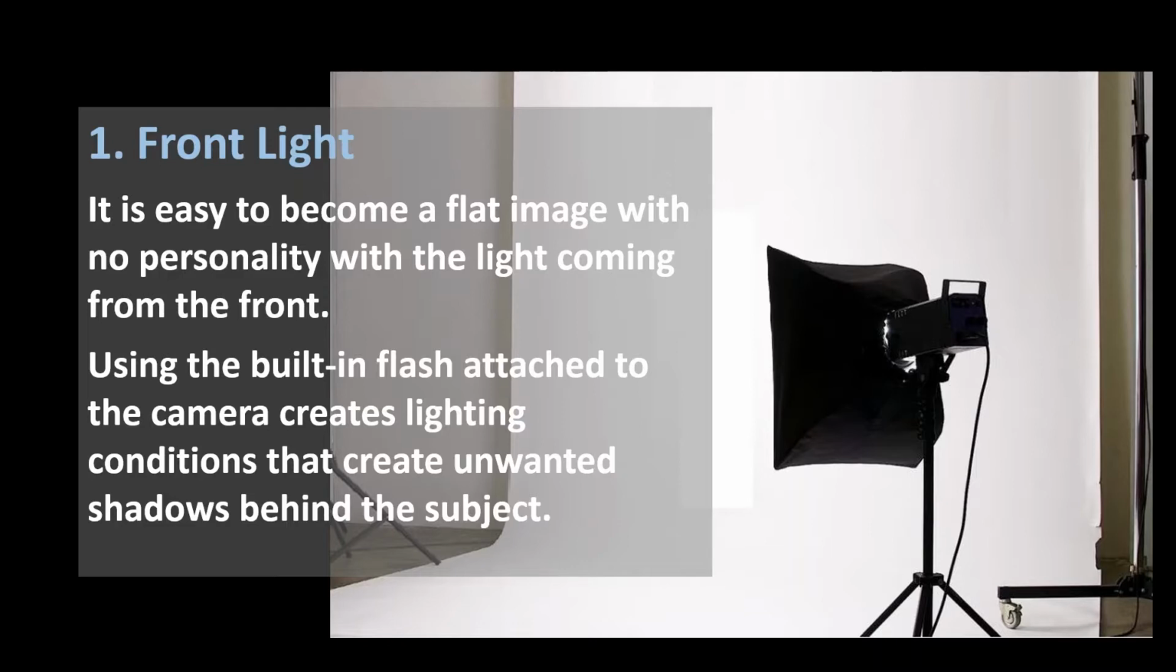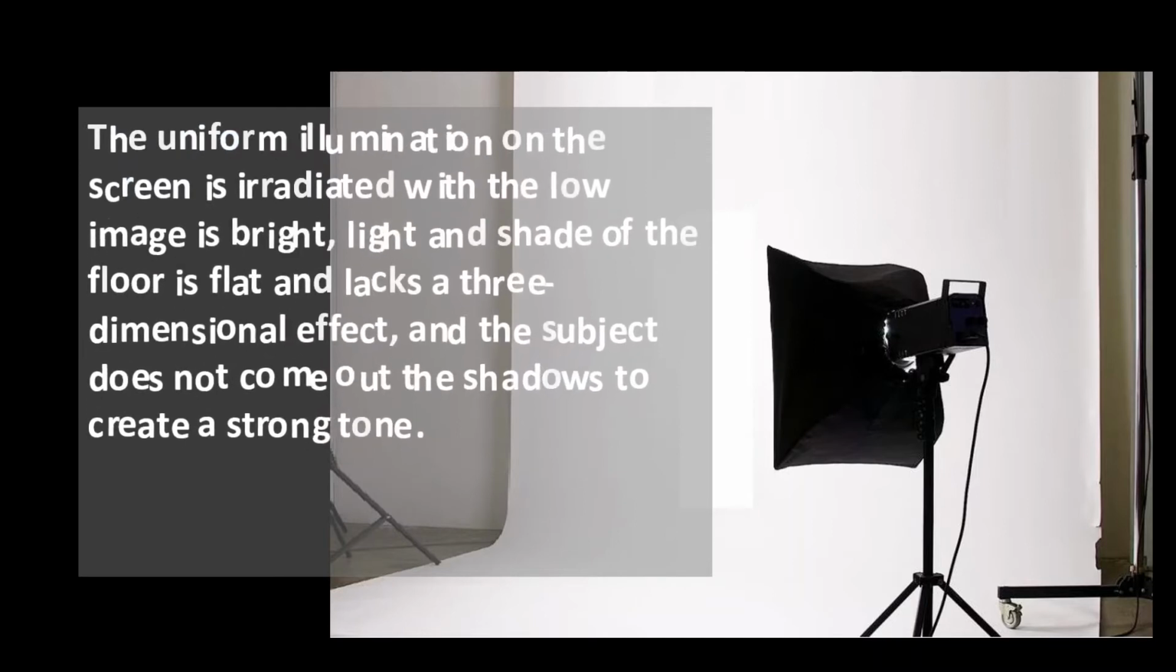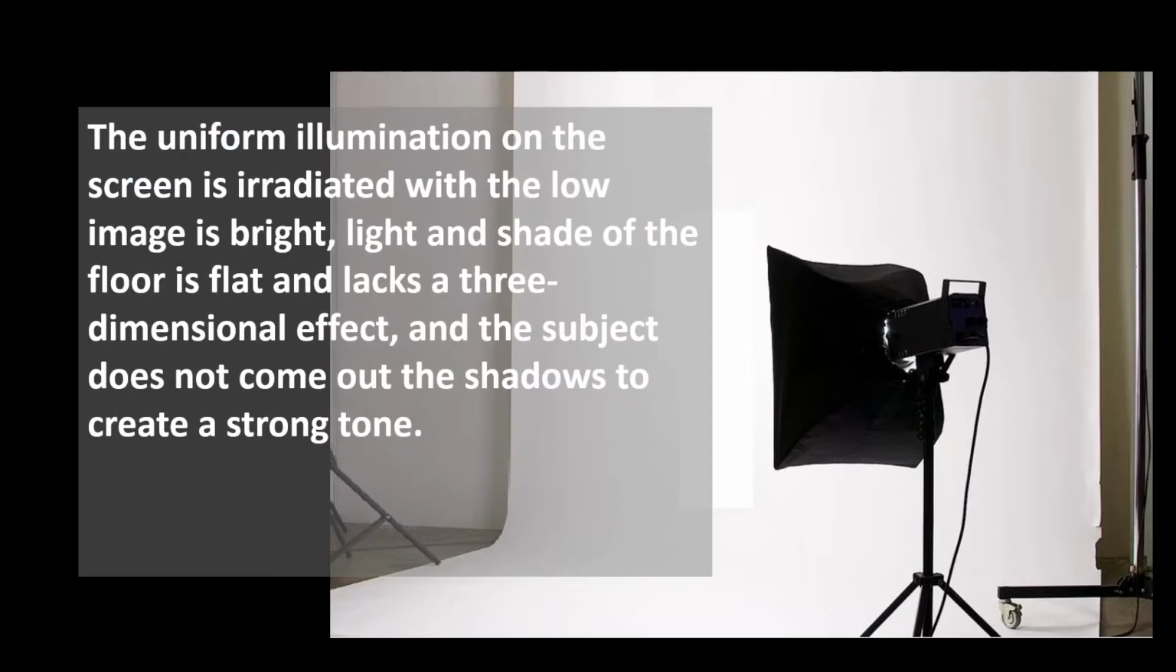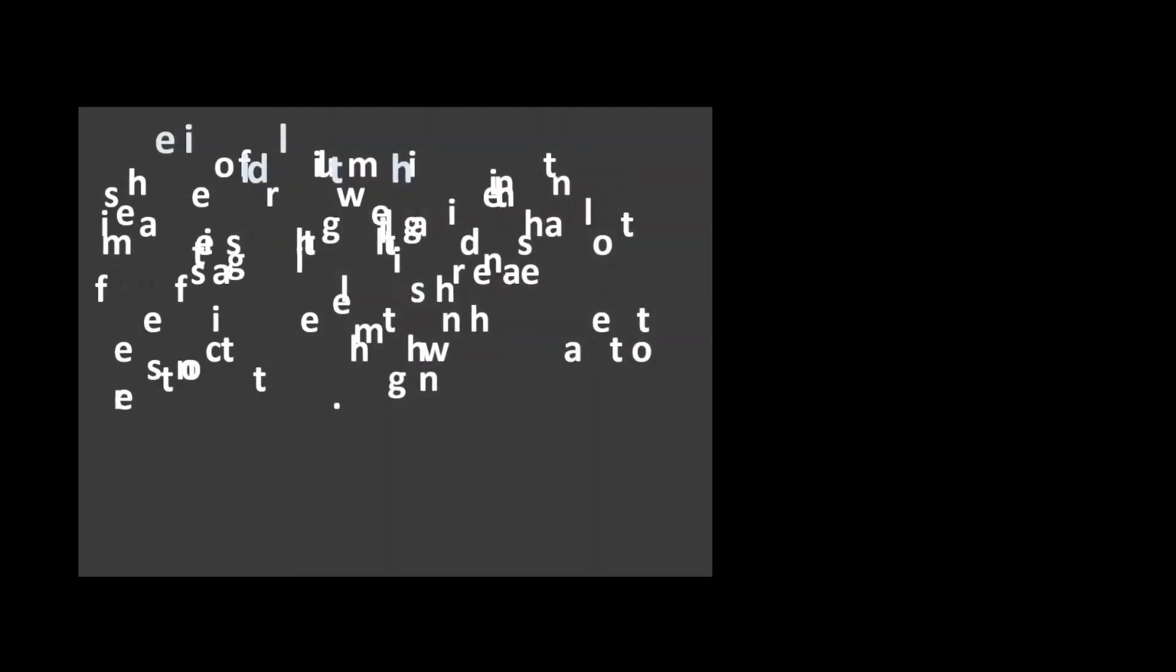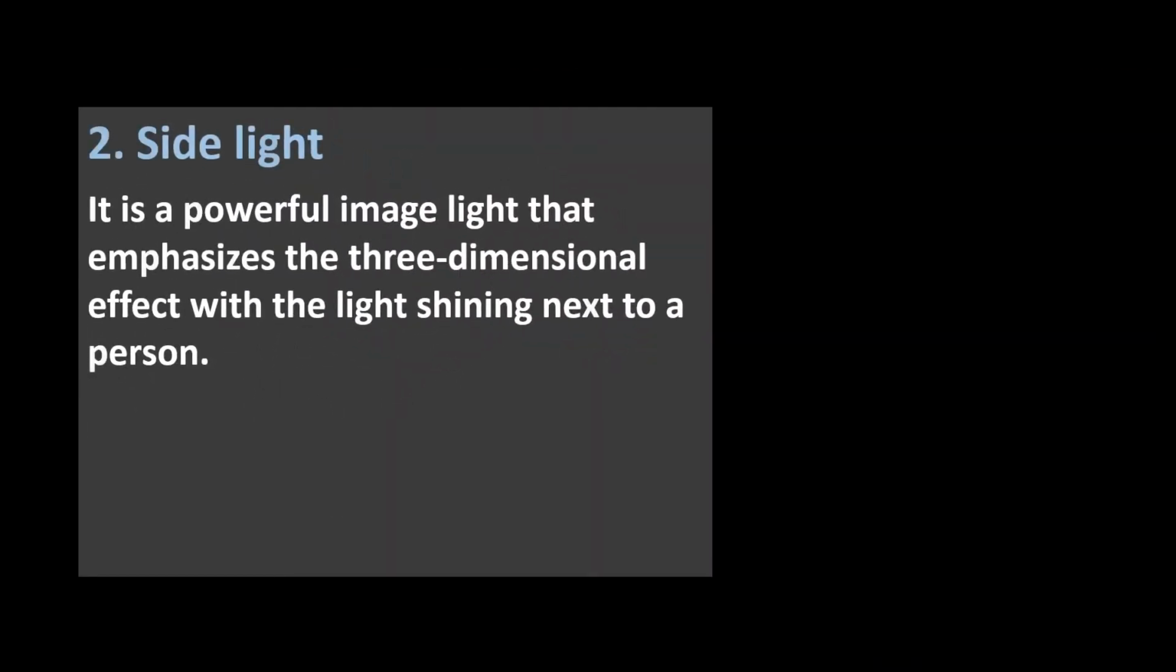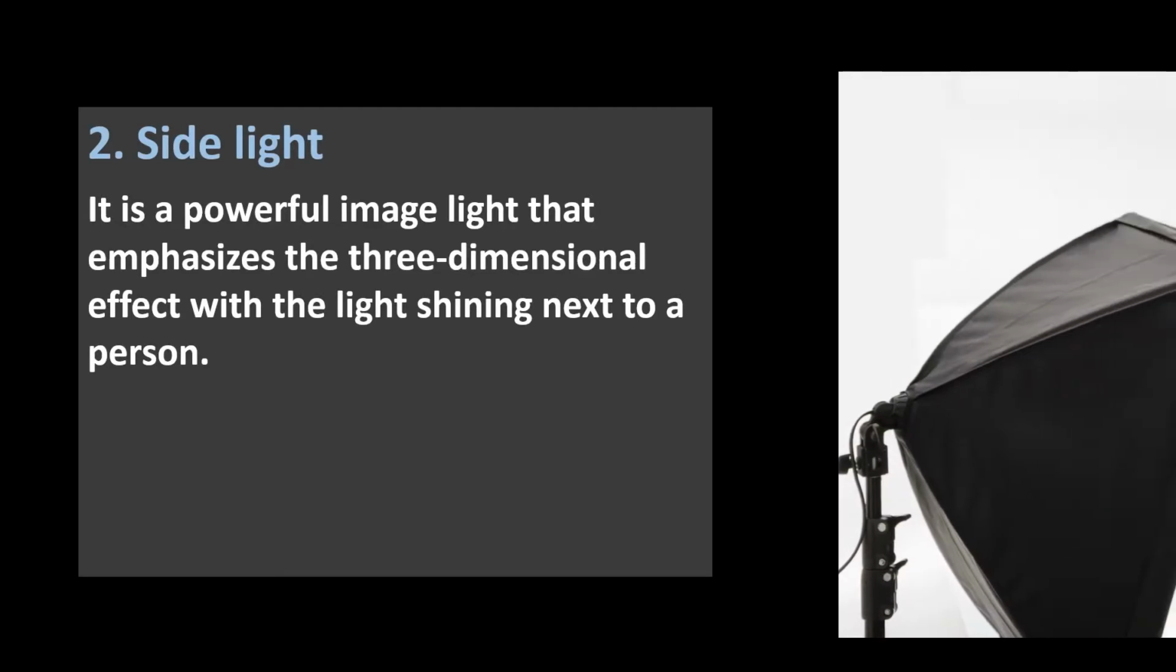1. Front light. With light coming from the front, it is easy to become a flat image with no personality. Using the built-in flash attached to the camera results in lighting conditions that create unwanted shadows behind the subject. The uniform illumination on the screen is flat and lacks a three-dimensional effect, and the subject does not come out, with no shadows to create a strong tone.